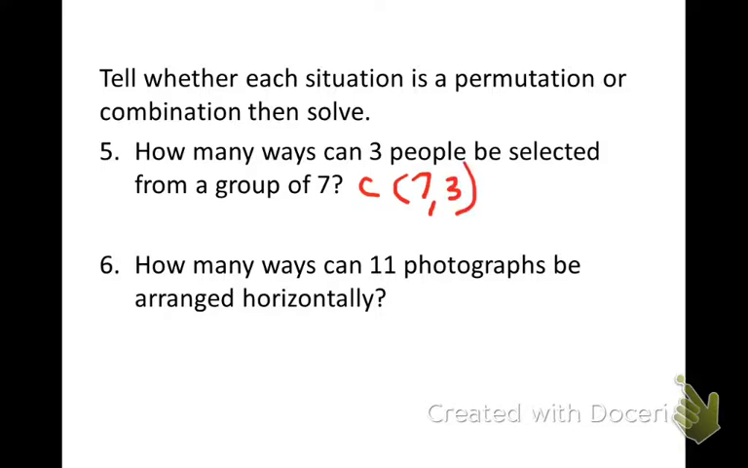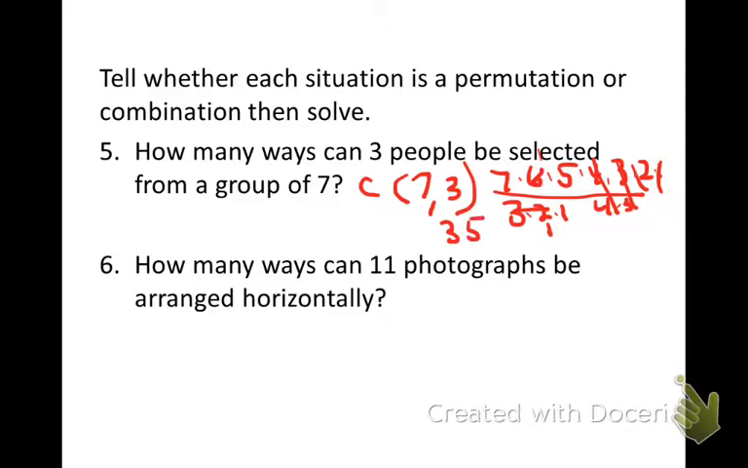It did say to solve it, so you have enough room here to write. Maybe I have to write kind of small. Let's start over here. 7, 6, 5, 4, 3, 2, 1. On the bottom I need 3, 2, 1. And for 7 minus 3 I'm going to need 4, 3, 2, 1. Remember these are all going to cancel. 3 times 2 is 6. Cancel it with that and I get 35. Hopefully you see the shortcut I took there.